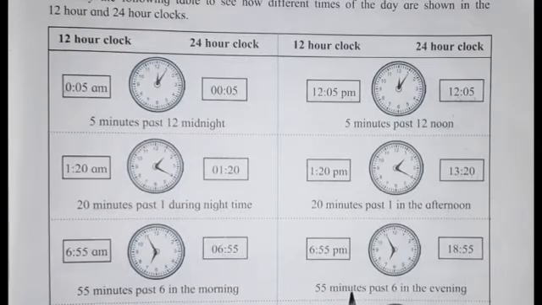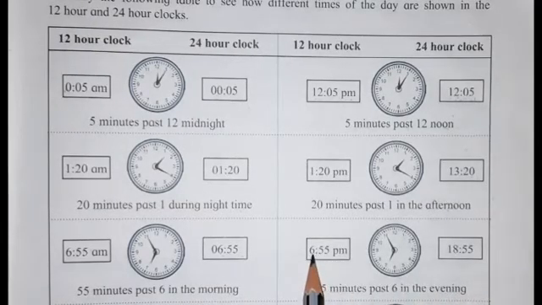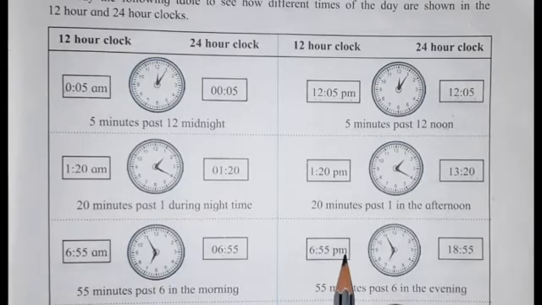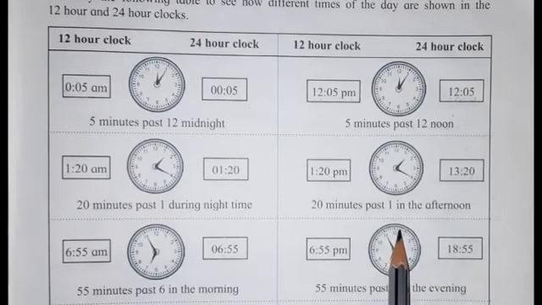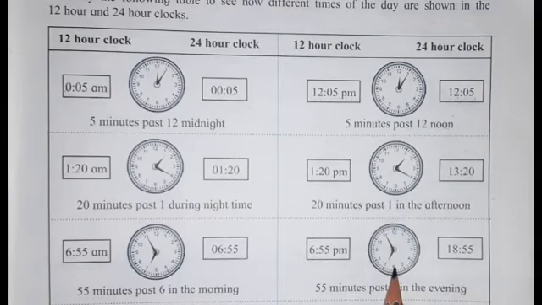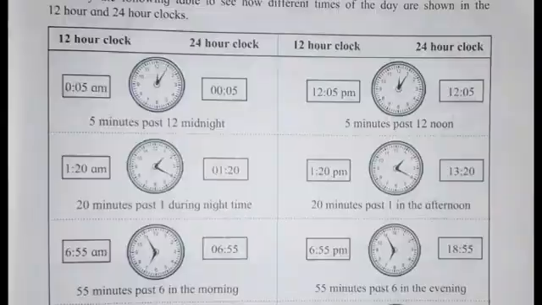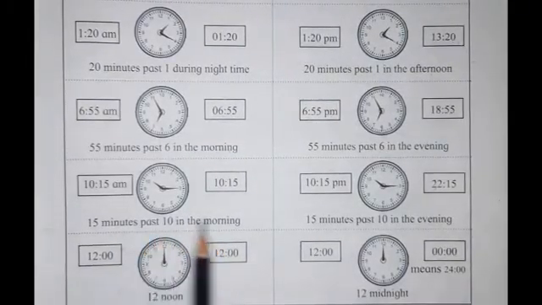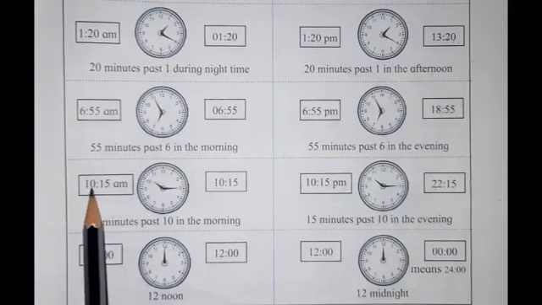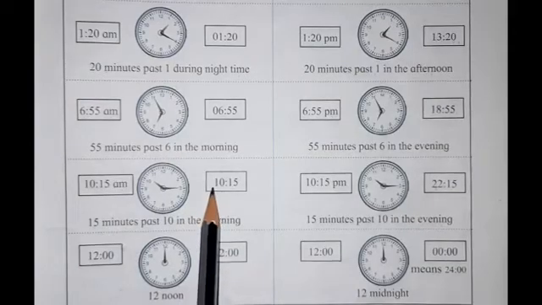Here, 55 minutes past 6 in the evening. Evening time, so write here 6:55 PM. And in 24-hour clock write 12, and after 12 count this way: 13, 14, up to 6 there is 18. So write 18:55. Here, 15 minutes past 10 in the morning. Morning time, write AM. So here 10:15 AM.